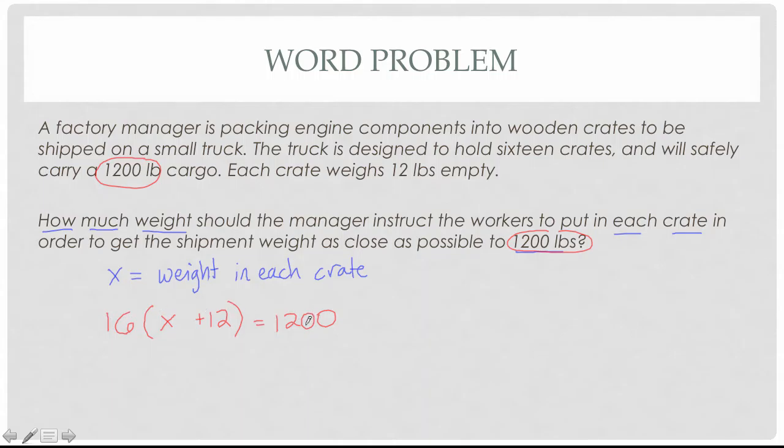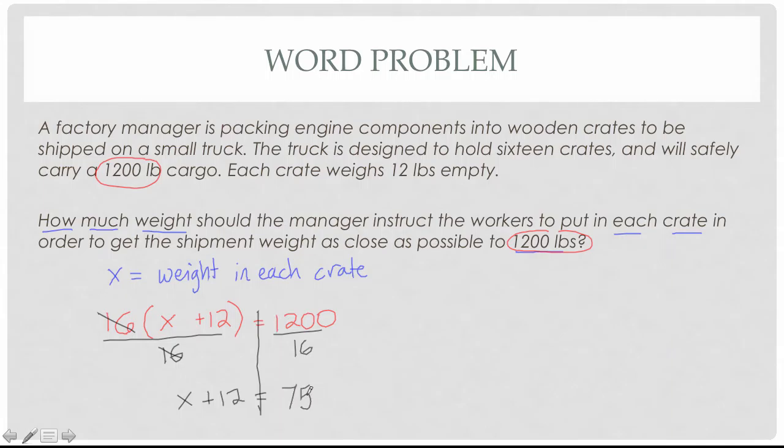There's my equation. 1,200 is the total pounds. 16 is the crates. Each crate holds 12 pounds of its own weight plus whatever each worker adds to it. All right, let's solve this out to find out how many pounds should be in each crate. I'm going to divide both sides by 16 because that's the opposite of multiply by 16. 16 divided by 16 leaves x plus 12 equals, I gotta knock my calculator out here, 1,200 divided by 16 equals 75.